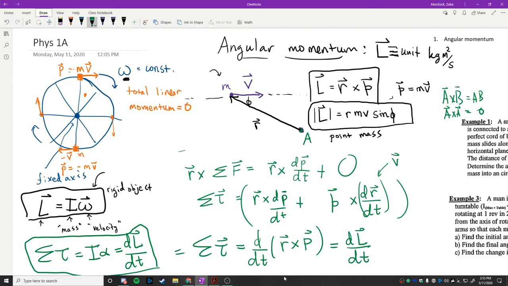And you can see how it's related to the other version of Newton's second law, which says that net force equals ma, which equals dp/dt. Right? You guys see how these two basically directly relate to each other?